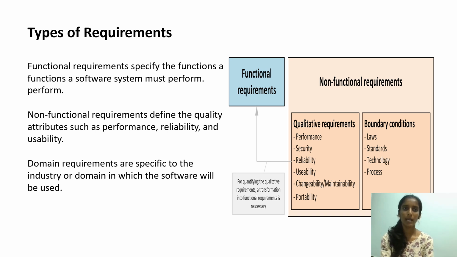Now we see the types of requirements. Functional requirements specify the functions a software system must perform. Non-functional requirements define the quality attributes such as performance, reliability, and usability. Domain requirements are specific to the industry or domain in which the software will be used.